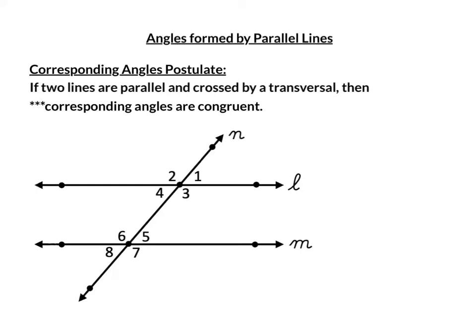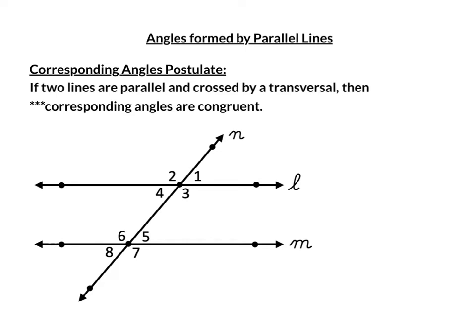Angles formed by parallel lines. A quick reminder, we can name a line with capital letters. We can call it line AB, but we can also just use a single lowercase letter. Often we'll use a lowercase letter because it's kind of like a shortcut.